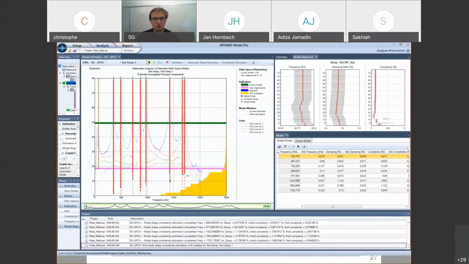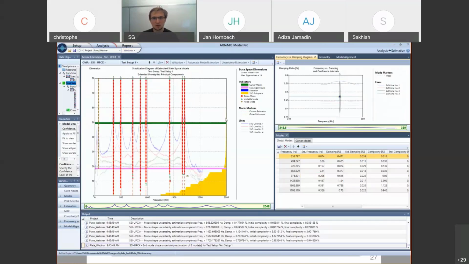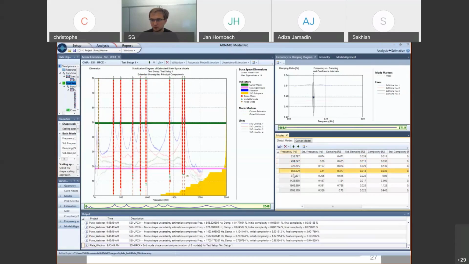We can also show confidence ellipsoids between frequency and damping, which are enabled here in the frequency damping diagram, where we can see the global frequency of the first mode and the damping ratio, and its corresponding 95% confidence ellipsoid, which corresponds to a bivariate Gaussian distribution, and its 95% quantile. So we can show it for different modes, and of course the uncertainty is different for different model parameter estimates.